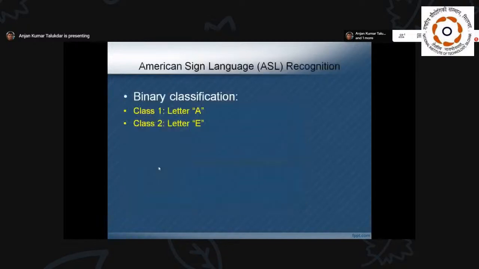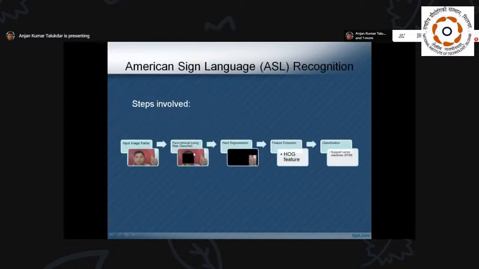Now I'll briefly show one program for American Sign Language recognition, basically for binary classification. I am considering two letters, A and E. I want to classify whether the input sign is A or E. So this is basically my block diagram.